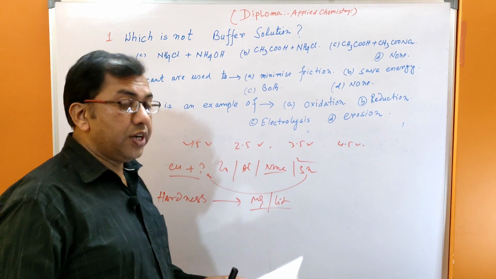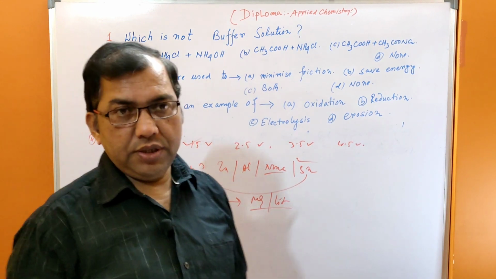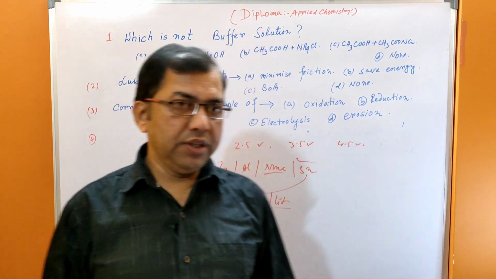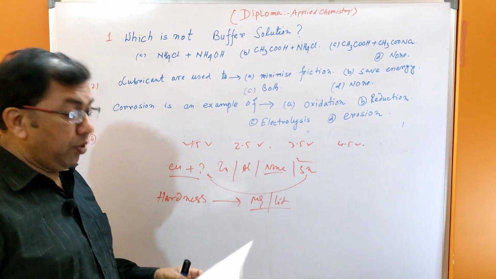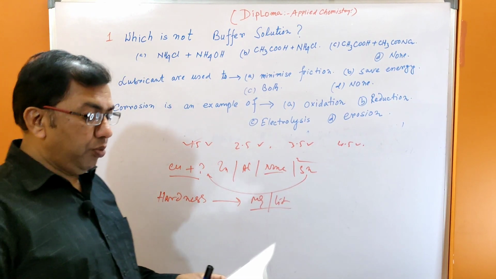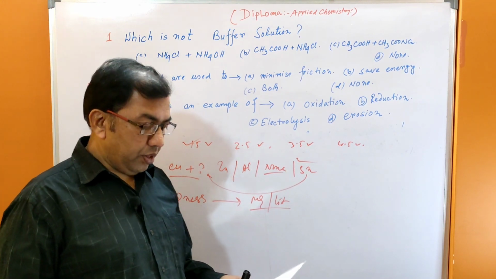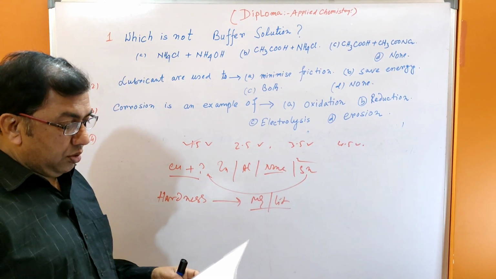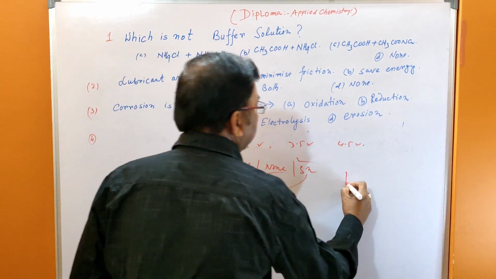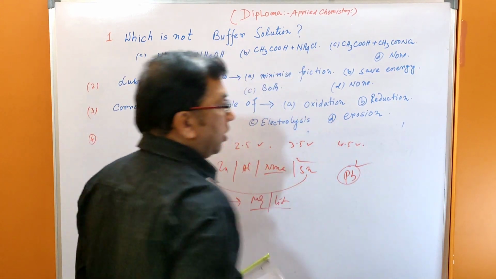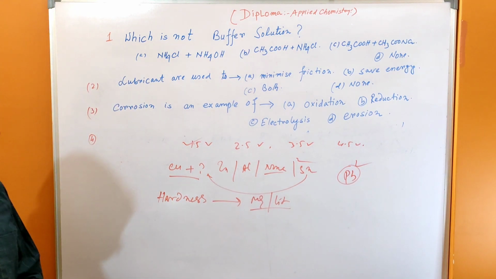The anode used in the lead storage cell. You have learned the lead storage cell. In that case, the options for the anode are lead, PbO2, Pb only, PbO2, zinc. The anode used in the lead storage cell is Pb. That is the answer. Correct? These types of questions come.